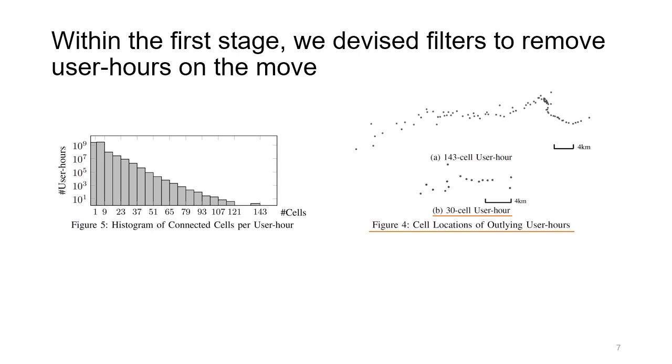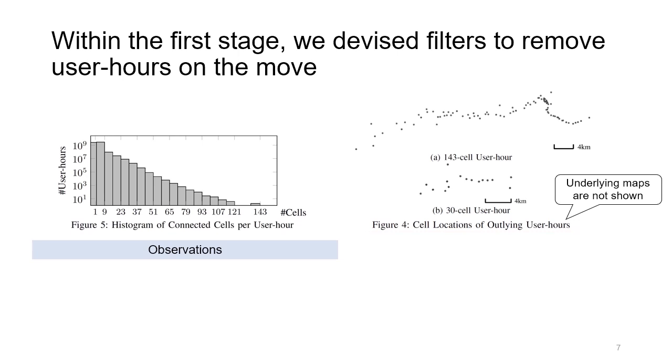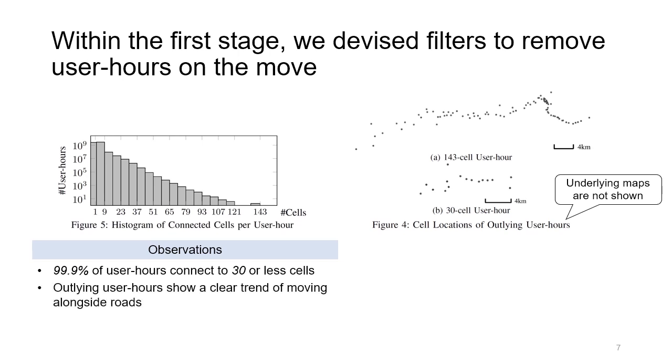So we draw the location of those cells onto a map, but the underlying map is not shown for anonymity reasons. Referring to the scale of the drawing, it's obvious that these users are moving within the hour. The first guy was probably driving along the freeway while having an important business meeting on the phone. So, since 99.9% of user hours do not use more than 30 cells, and as I mentioned, outlying user hours are likely on the move, we should just filter out these user hours.